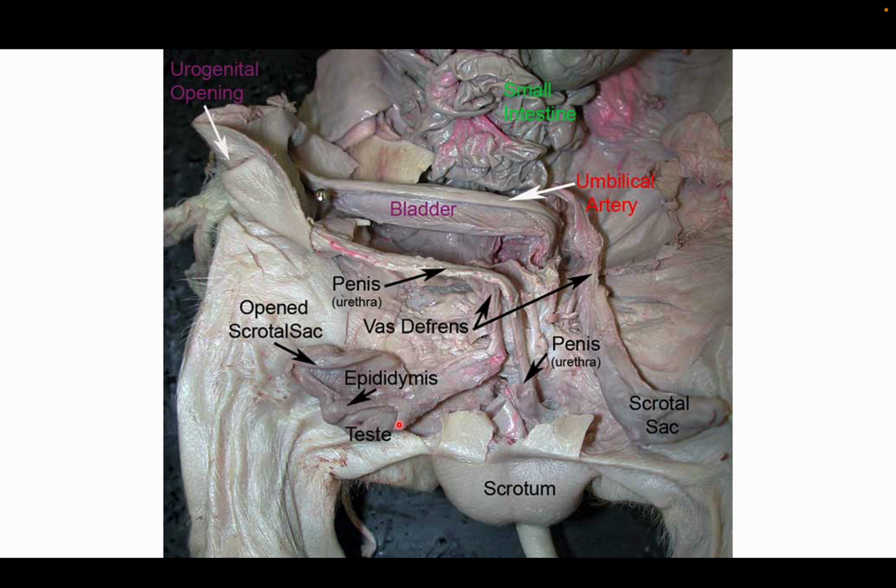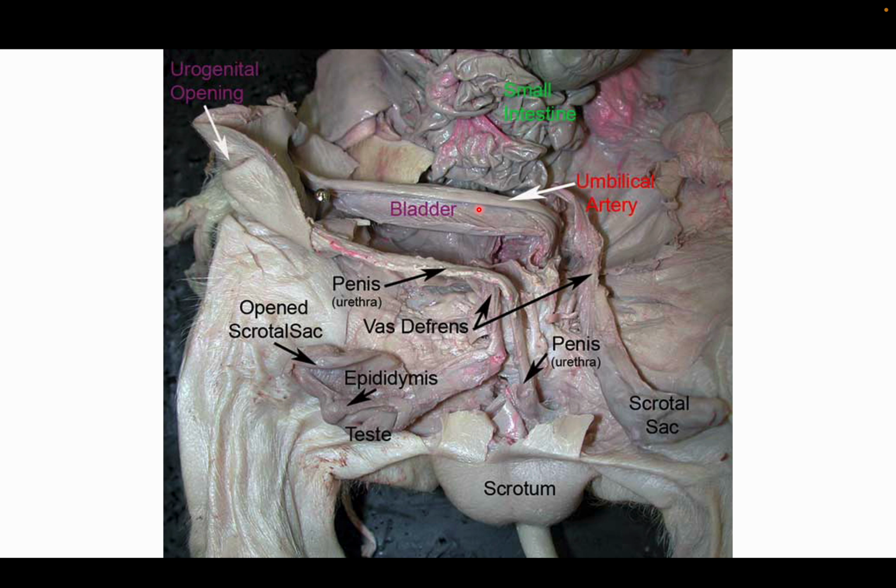So this is the testis surrounded by the epididymis partially, and then the vas deferens is surrounded by the spermatic cord right here. And then you can trace and you can see that it goes to the penis right here, and this is the urogenital opening. This is where the penis is going to protrude out.